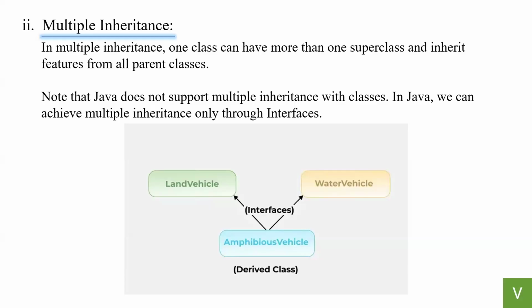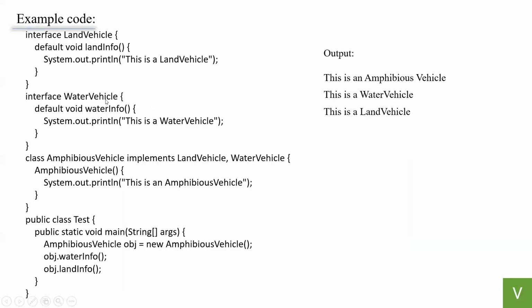So this is about multiple inheritance. Now let us see the code working of multiple inheritance. As I said earlier, multiple inheritance only works with the concept of interfaces. Interface land vehicle and interface water vehicle are the two parent classes, whereas class ambiguous vehicle, which is a child class, implements land vehicle and water vehicle. In multiple inheritance, we use the keyword implements, whereas in the remaining types of inheritance, we use extends.